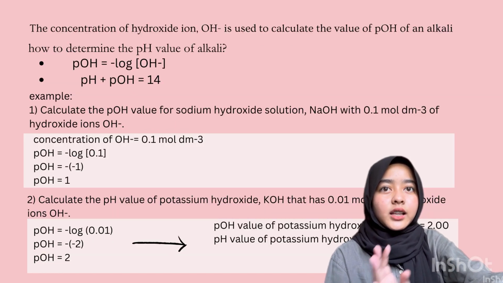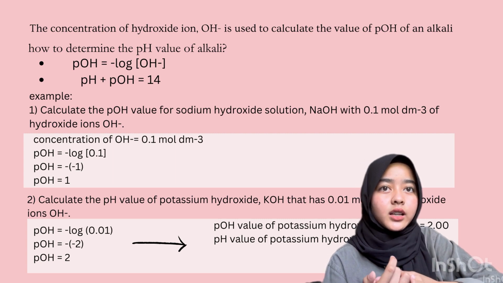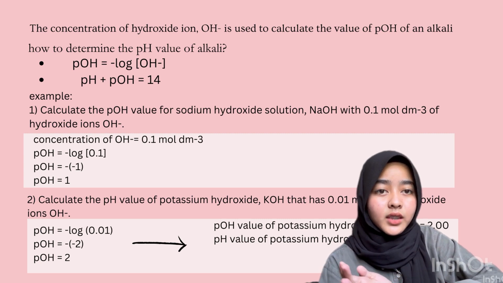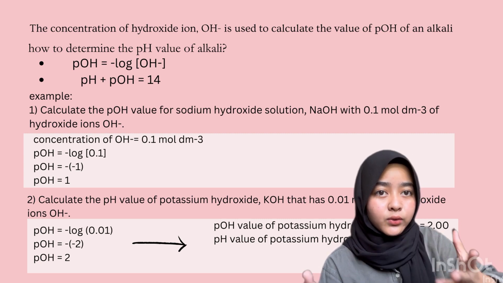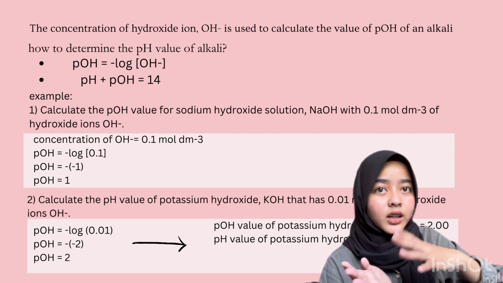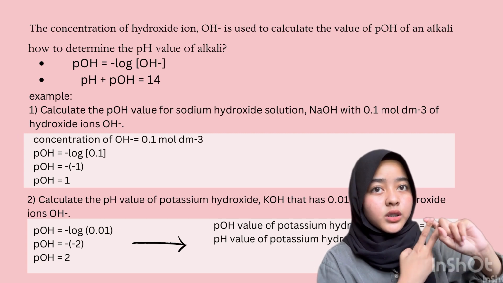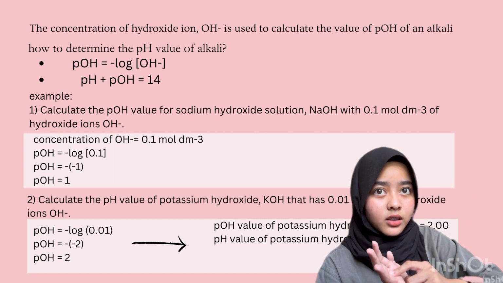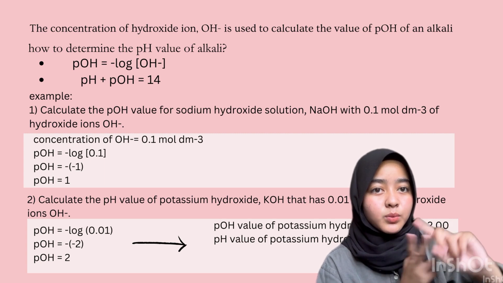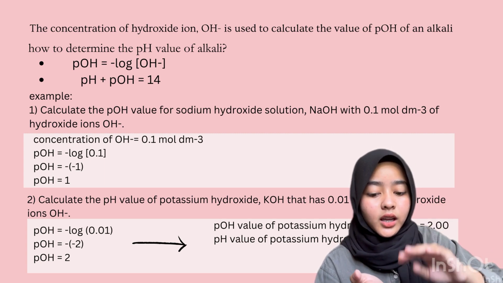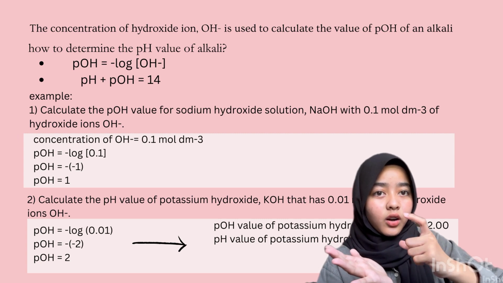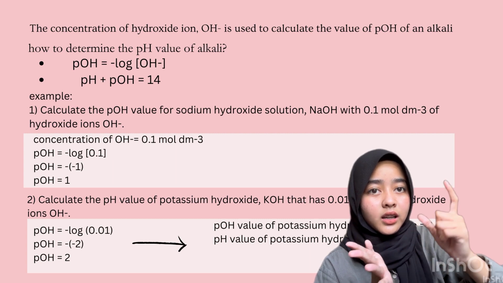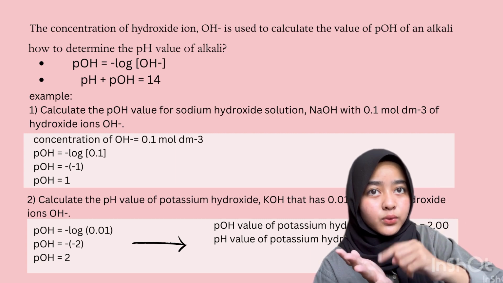Okay, the next one is the concentration of hydroxide ion that is used to calculate the value of pOH of an alkali. Okay, it gives us a different formula for hydroxide, which is for alkali. It gives us two, which is the first one is pOH equal to negative log [OH-]. The next one is pH plus pOH equal to 14. As we know, the value of acid, pH, and the value of pOH of alkali will give us 14.